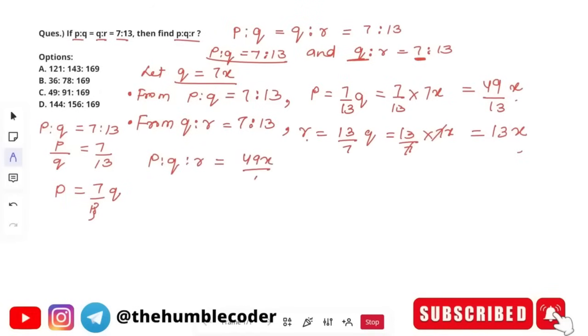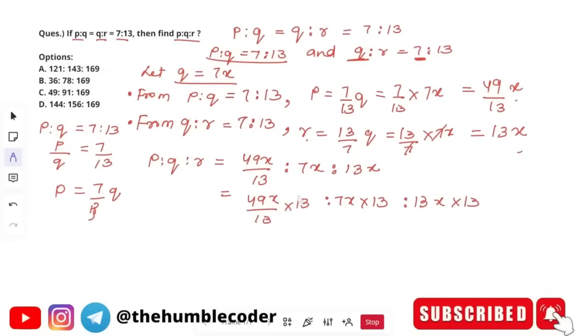49x by 13. This is the P value which we have got. Next value is Q, which is 7x, which we have assumed, and the R value that we have got is 13x. Now what we will do is simply multiply 13 with all the three values to simplify the equation further. So 7x into 13 and 13x into 13.